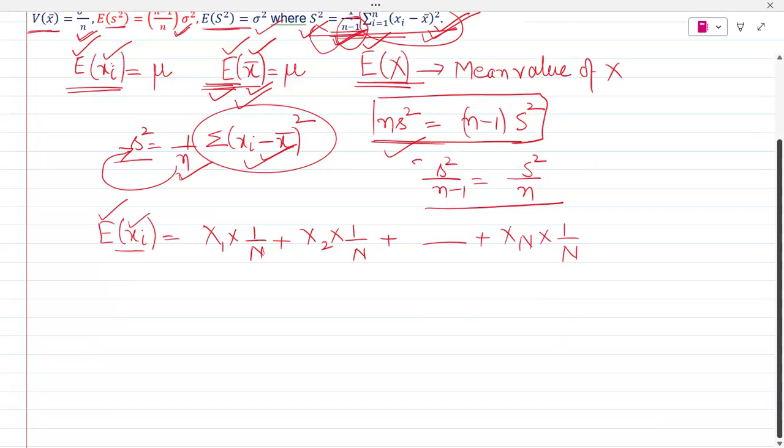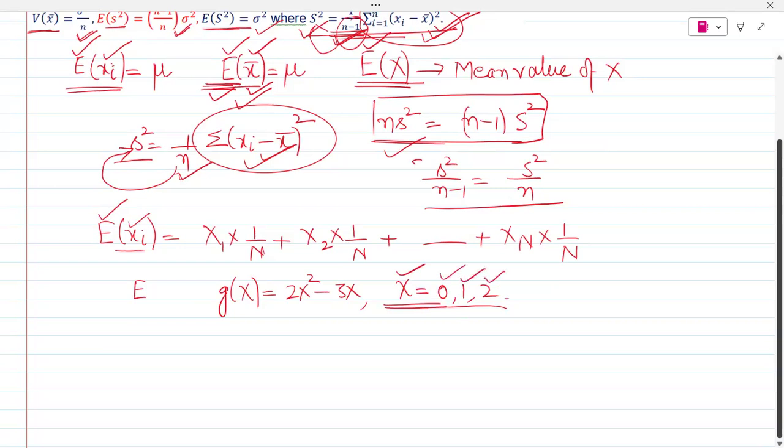So for example, suppose g(x) is a function, say 2x square minus 3x, and x takes the values 0, 1, 2. Here, what is x? X is a discrete random variable. Why discrete? Because x is taking countable values; I can count these: the first value, second value, third value. So a discrete random variable takes countable values.